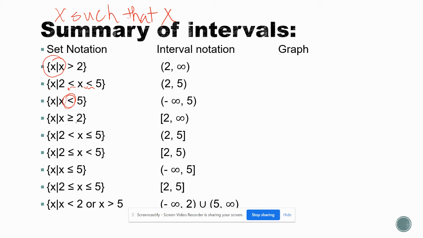And then it goes to positive infinity because there's no stopping point here. Infinity always gets a parenthesis. So this would be a closed circle in this direction.